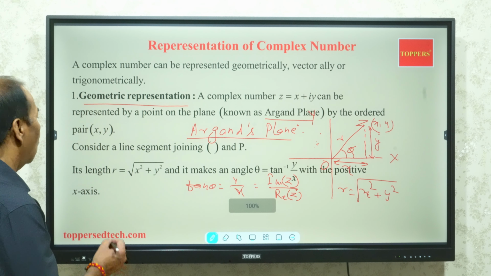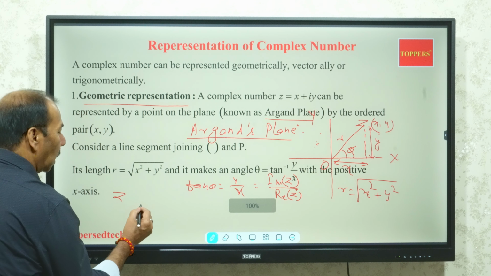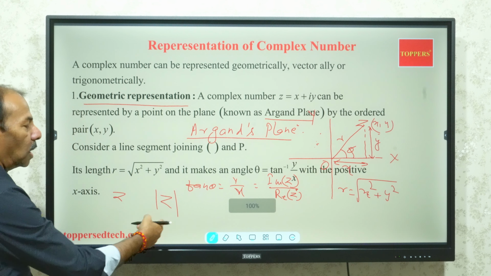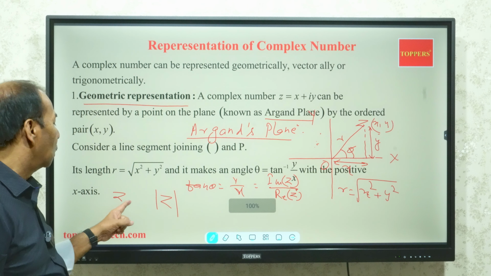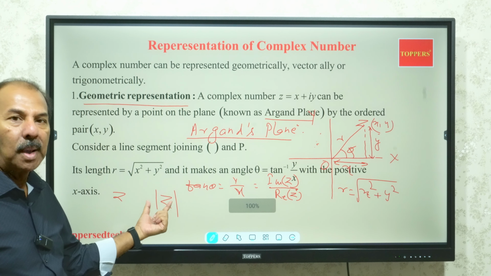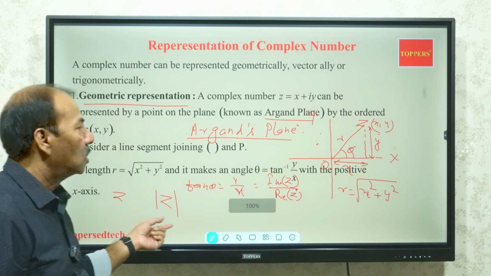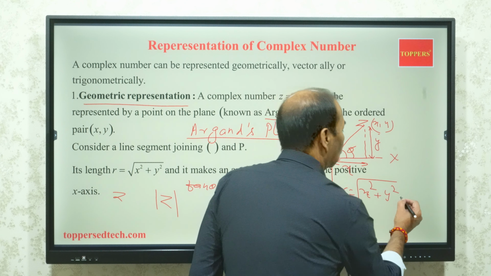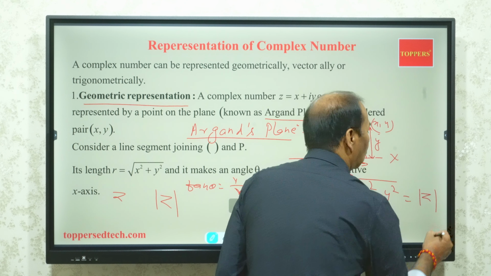Now if you have this complex number z, then its magnitude is represented as mod of z, with these two vertical bars, as we do in simple algebra. So mod of z is the magnitude of the complex number, and that is equal to the square root of x square plus y square. So here we can write this is equal to mod of z.